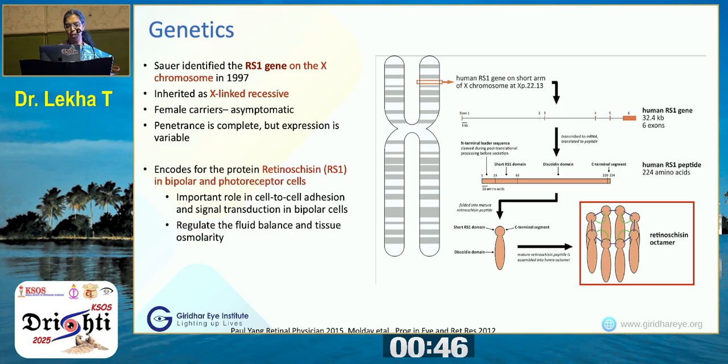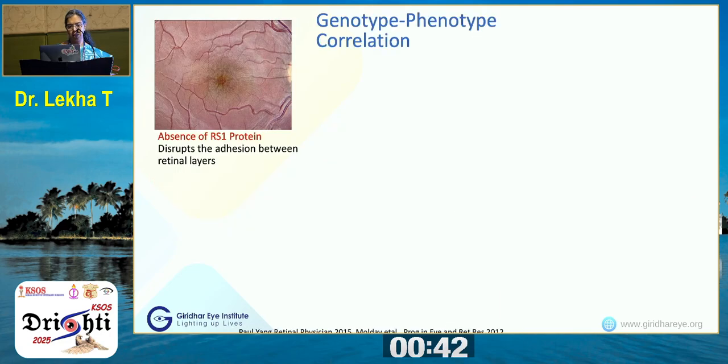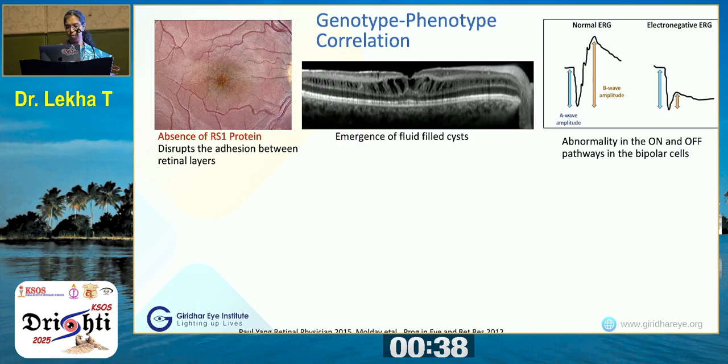So this explains the phenotype now. It also regulates the fluid balance and tissue osmolarity. So because it disrupts the adhesion, you get the schitic changes, the emergence of fluid-filled cysts, and the signal transduction is affected, so you get the electronegative ERG. So that's how you correlate the genotype with the phenotype.